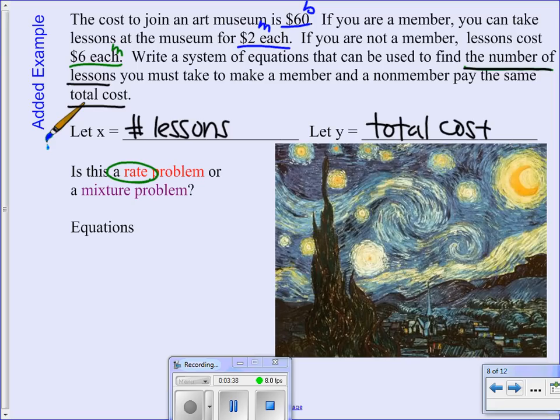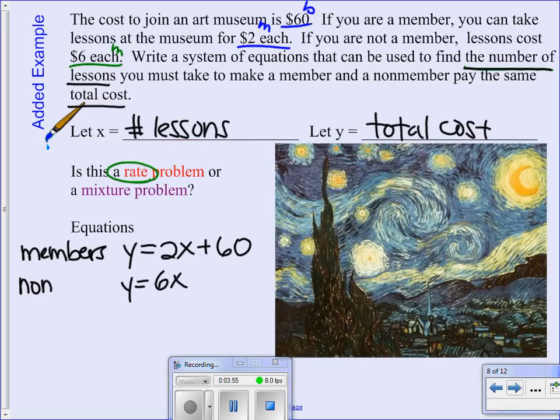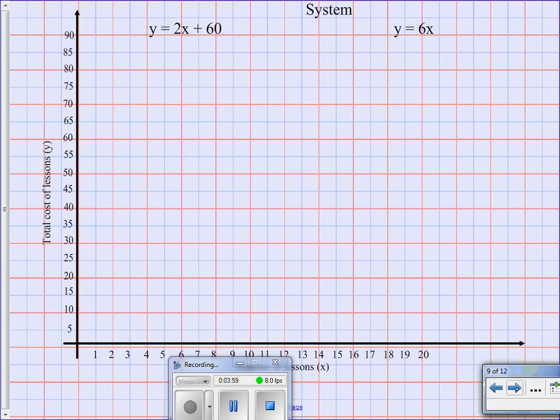So for members, remember you've got two equations, this is a system. For members, your total cost is going to equal my $2 per lesson plus the $60. Non-members are going to pay a total cost of $6 per lesson and no membership fee. And then I go to graph both of those.